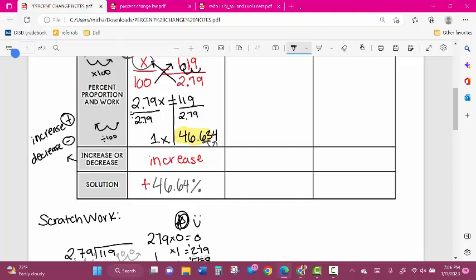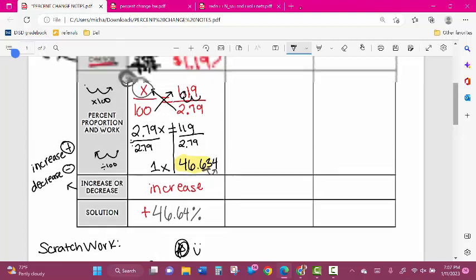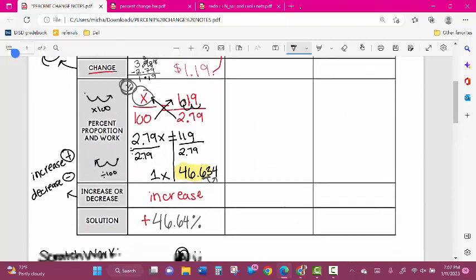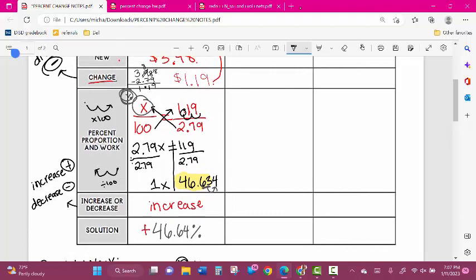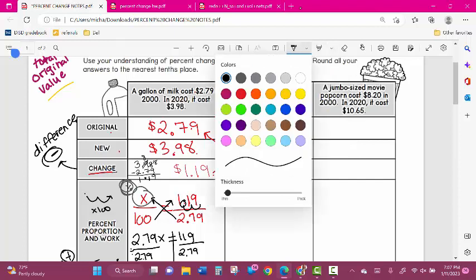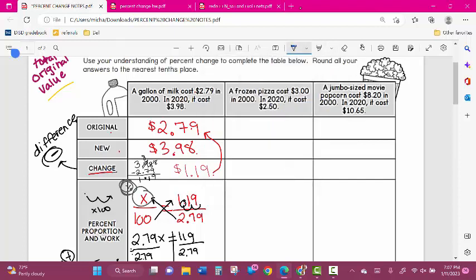Okay, looking at the next column. Actually, I will leave it right here for a couple of seconds. Please pause the video and make sure you're all caught up. Okay, so now we can look at the second column. The second column talks about frozen pizza, and it tells me that for frozen pizza, it used to cost $3 in 2000, and in 2020 it cost $2.50.